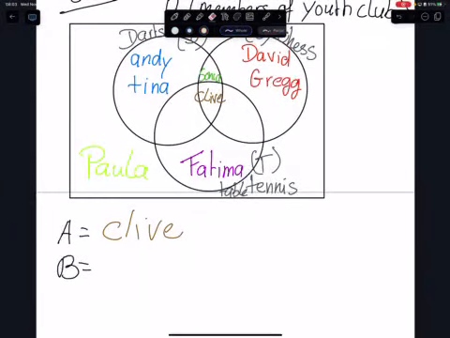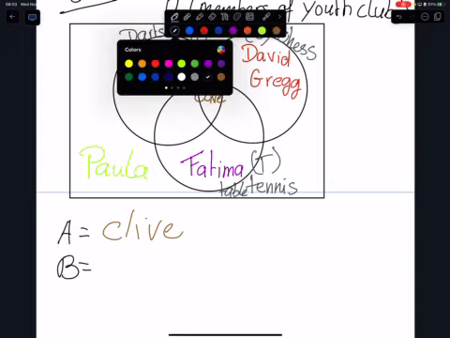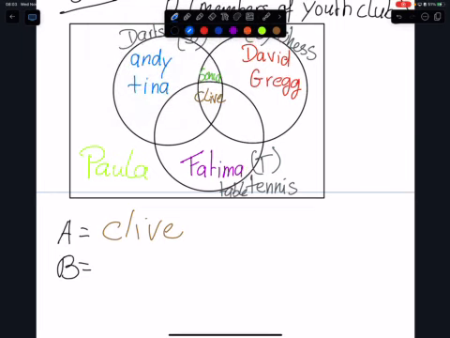B, darts and chess, but not table tennis. Correct. Sonia Blade, for those who play Mortal Kombat. The weakest person in Mortal Kombat. Sonia plays darts and chess, but not table tennis.